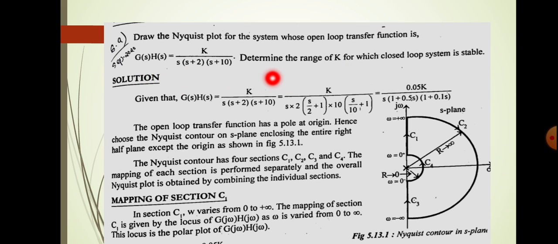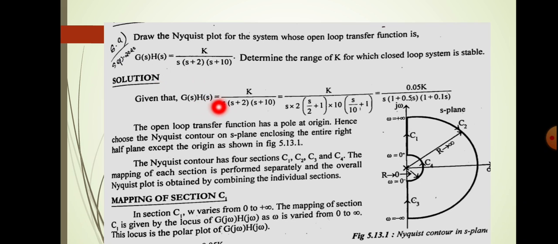And here you are asked for the range of K. K is the gain value for which the closed loop system is stable. So you need to find the value of K. Before that, you have to plot the Nyquist plot. So let us start with taking G(s)H(s).